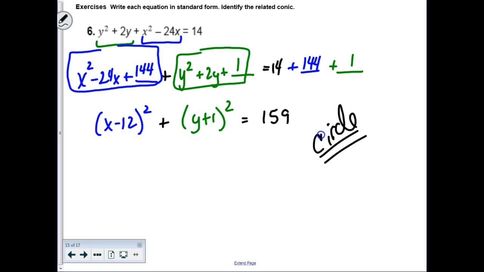I think on the bookwork, there's some questions that look like this where they want to know what type of conic it is, and a lot of kids just write down, oh, it's obviously a circle, so they write down circle. But part of the directions will also say, write the equation. So it's cool that you notice right away, oh, it's going to be a circle, but you do have to go through the completing the square, please.